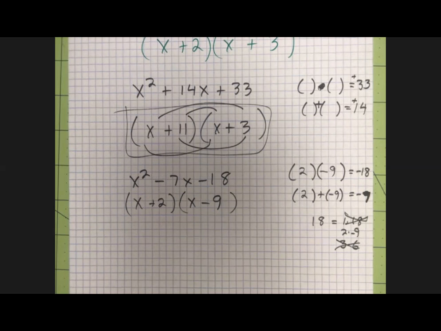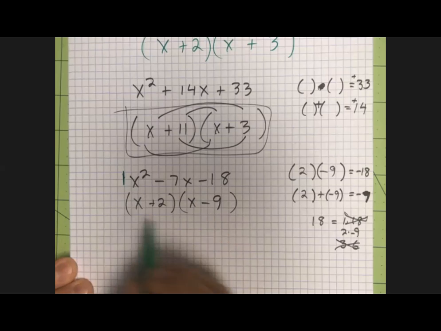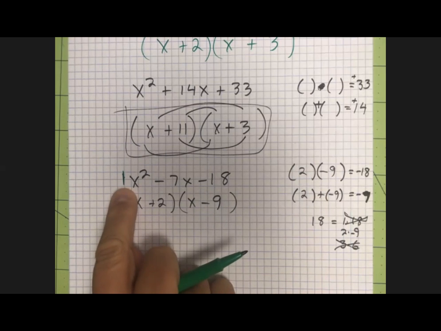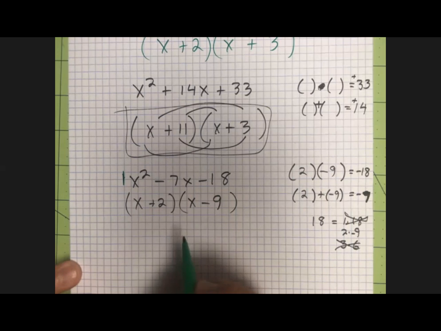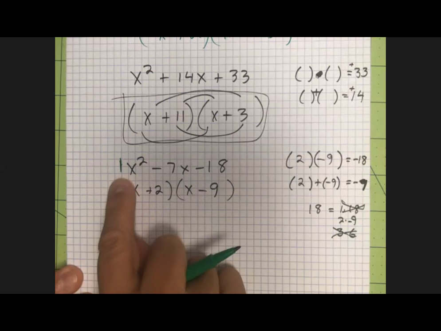Now, here's the trouble: as long as this begins with a 1 right here, it's very easy to play this game with practice. If this is not a 1, it's harder to play this game. So let me show it to you one more time with this 1 in there, and then I'll show you what happens if you don't have a 1.